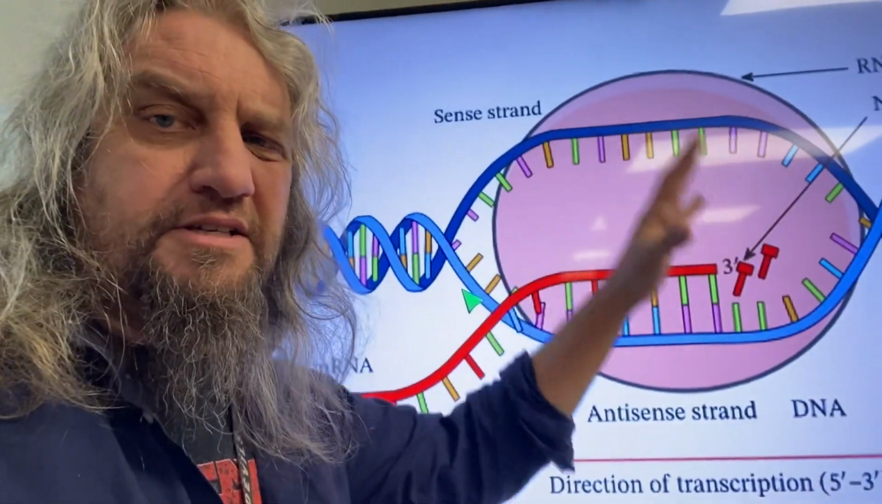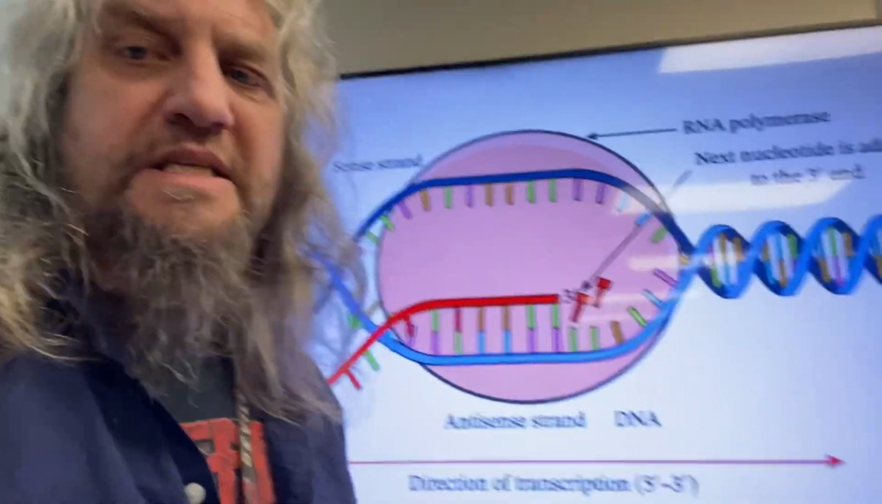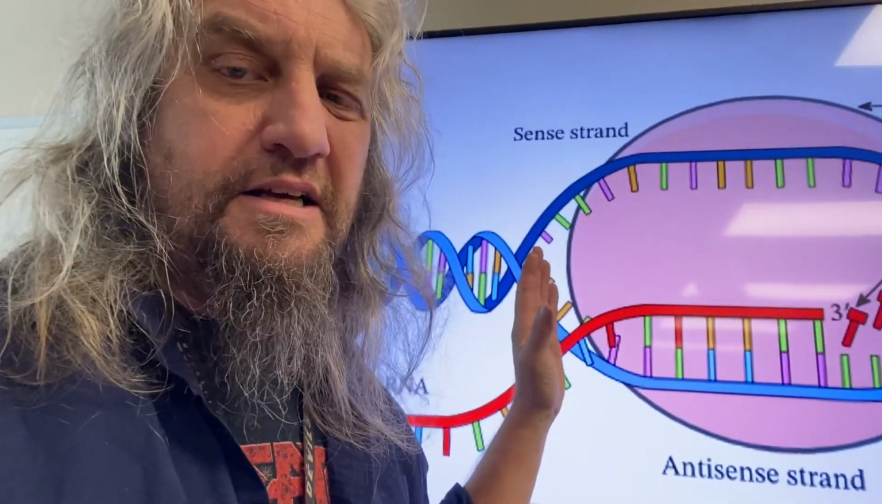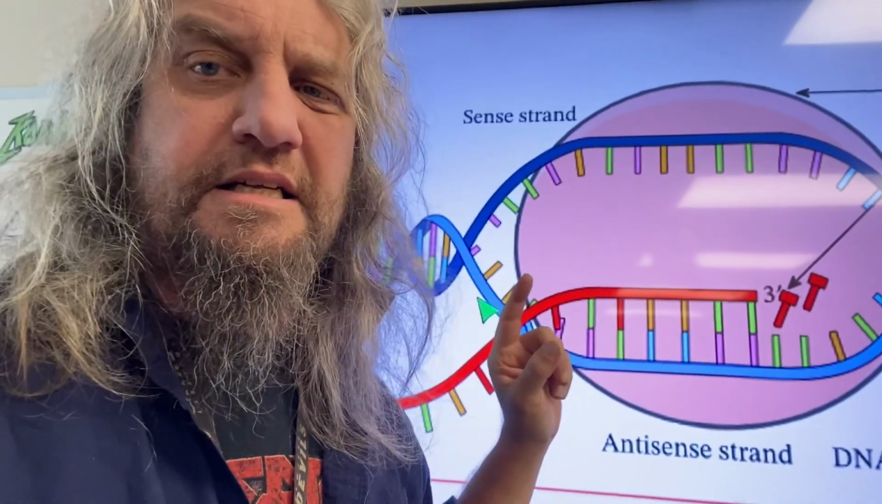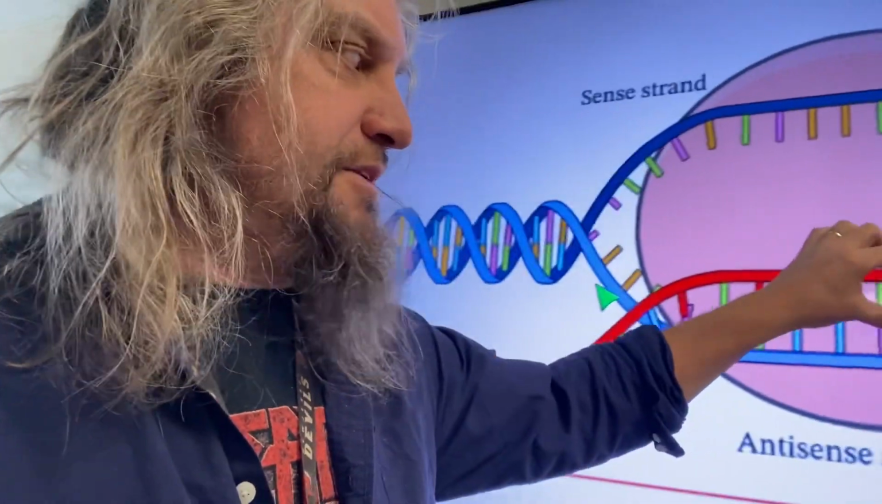And this whole process here is called transcription. It happens in the nucleus. Transcription is the copying of a gene from DNA to an mRNA template. The gene's coded in DNA, and it's copied to an mRNA template in the nucleus.